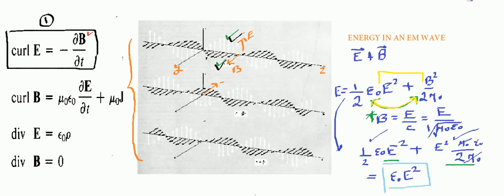And who said that they are creating each other? Maxwell's equations. Remember, Maxwell's equations say that a changing electric field can create a magnetic field, and a changing magnetic field can create an electric field. So this is how the electromagnetic wave is traveling forward.